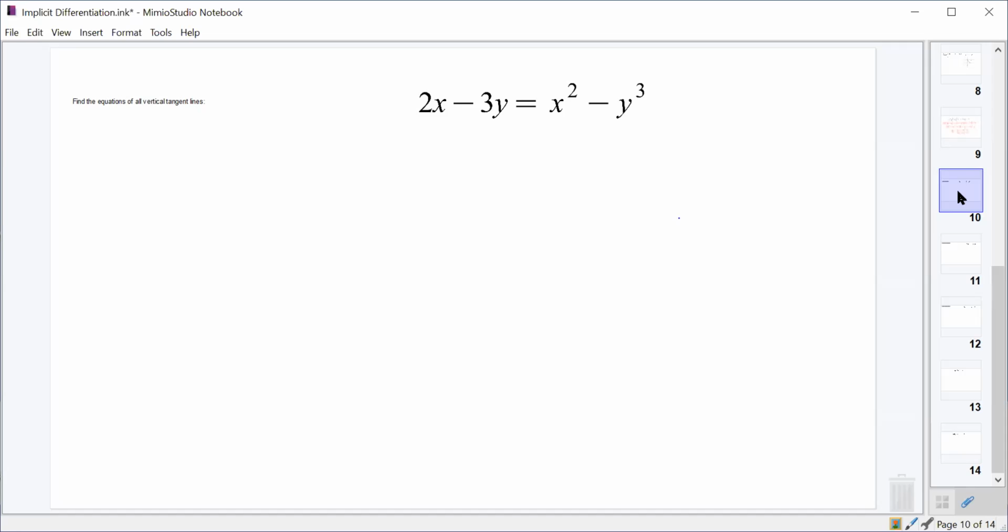Undefined. So first off, we need to find the derivative. We need to find dy/dx. So take the derivative of the left-hand side with respect to x. Should give us 2 minus 3 dy/dx equals 2x minus 3y squared dy/dx.